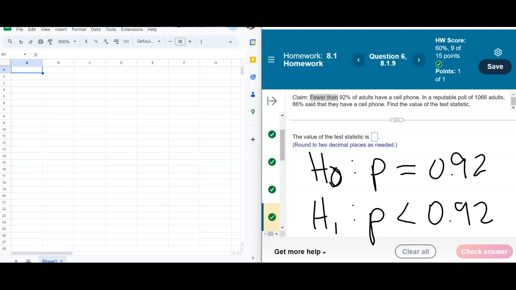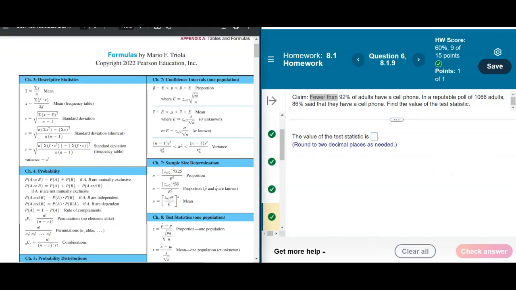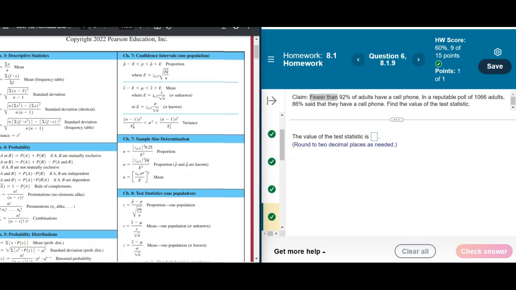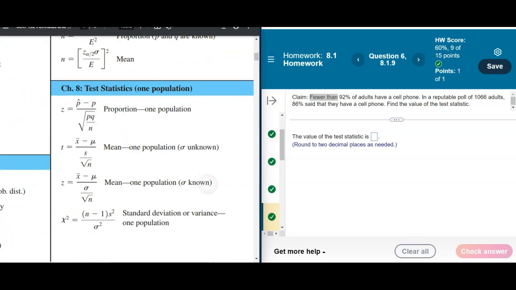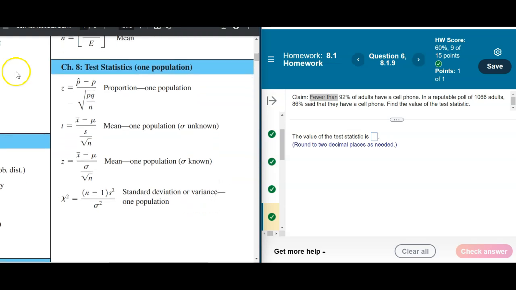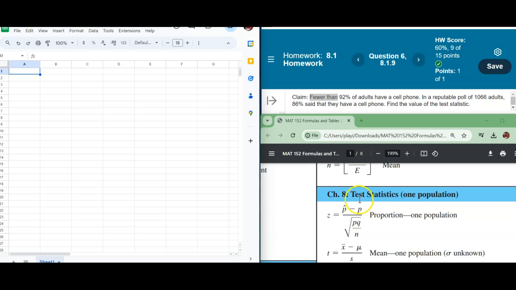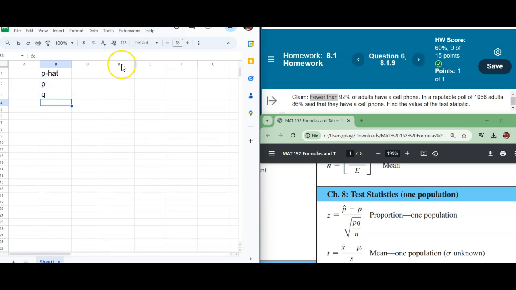What you're going to need here is this formula sheet that you're going to be able to use on the final exam. It's this one right here, Chapter 8, Test Statistics. This is the one we want, the p hat minus p over all this stuff. I'm going to pull it over to the side so I can split screen it with the spreadsheet. So p hat, I'm going to label it right here, just type it like that, p, q, and then n.